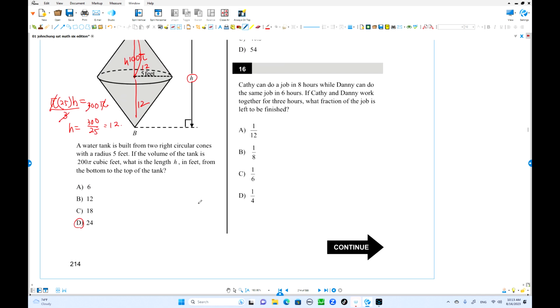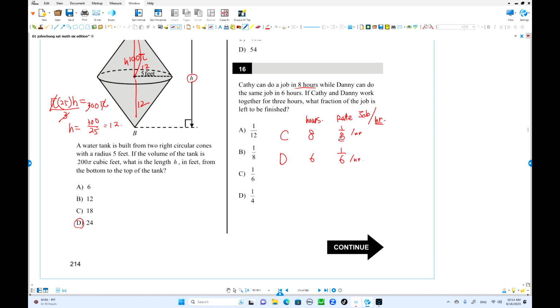Number 16. Cash can do a job in 8 hours. Another takes 6 hours. This is the time it takes, right? Hours. Now we're going to find the rate. Rate is what? Fraction of a job in an hour. They can finish 1 over 8 of the job in an hour, okay? This one is 1 over 6 in an hour. That's the rate.